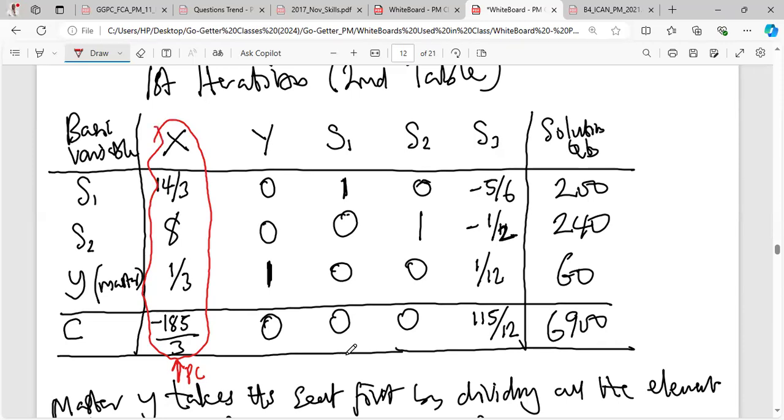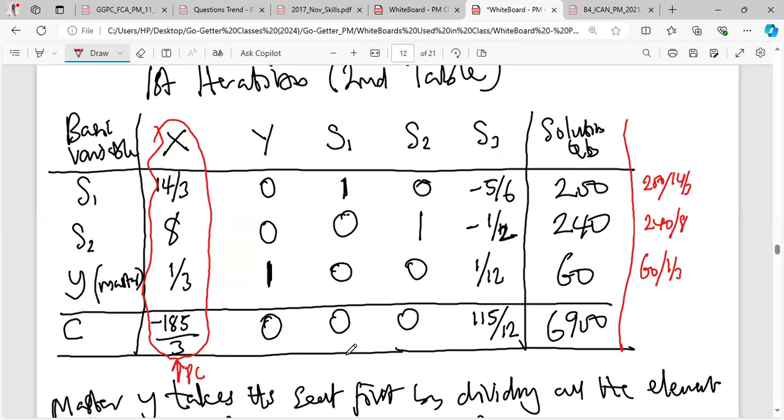Who is he going to displace? Is he going to displace S1? Is he going to displace S2? Is he going to displace the old king, which is Y? Let's see. We will need to know which one is going to be the pivot row. How do we get the pivot row? We simply do that thing we did before. 200 over 14 over 3. This is going to give us 240 divided by 8. This is going to give me 60 divided by 1 over 3.